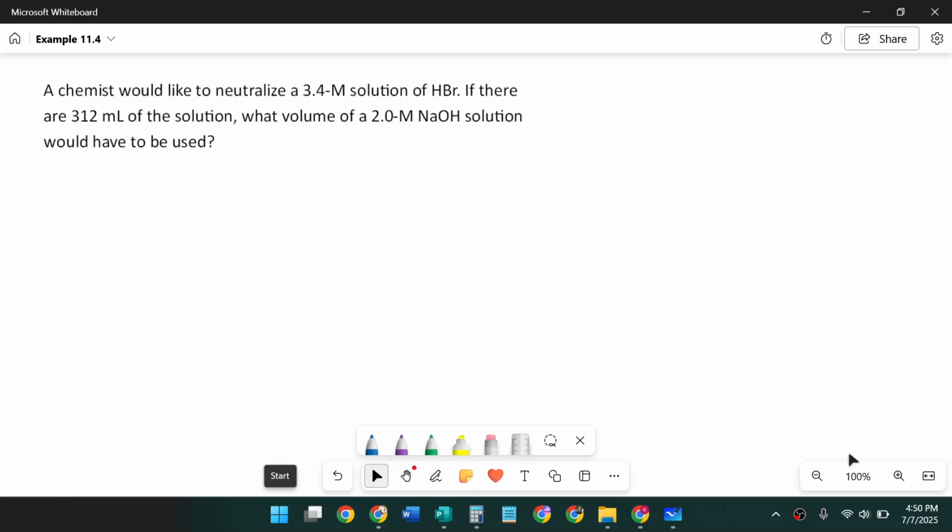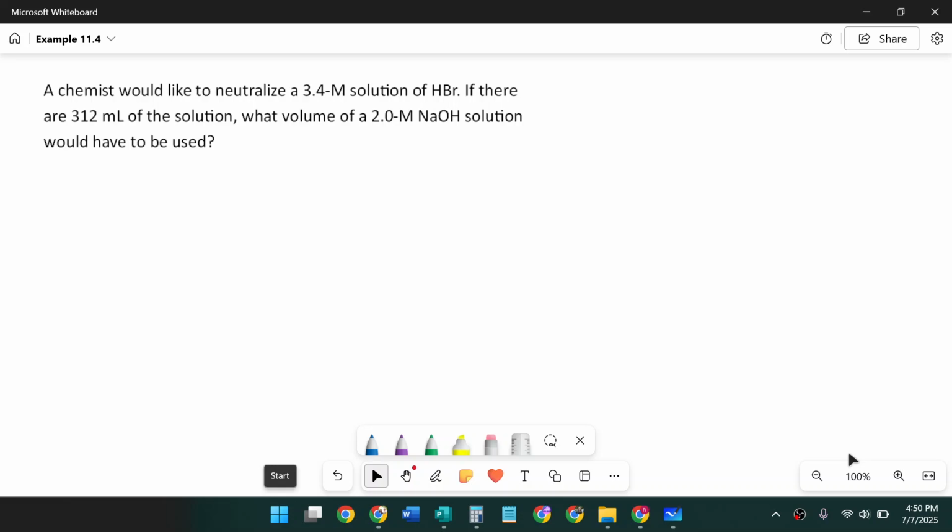This is example 11.4 from Discovering Design with Chemistry. A chemist would like to neutralize a 3.4 molarity solution of HBr. If there are 312 milliliters of the solution, what volume of a 2.0 molarity NaOH solution would have to be used? So we're relating one thing to another and talking about a reaction. A neutralization is just a reaction between an acid and a base.